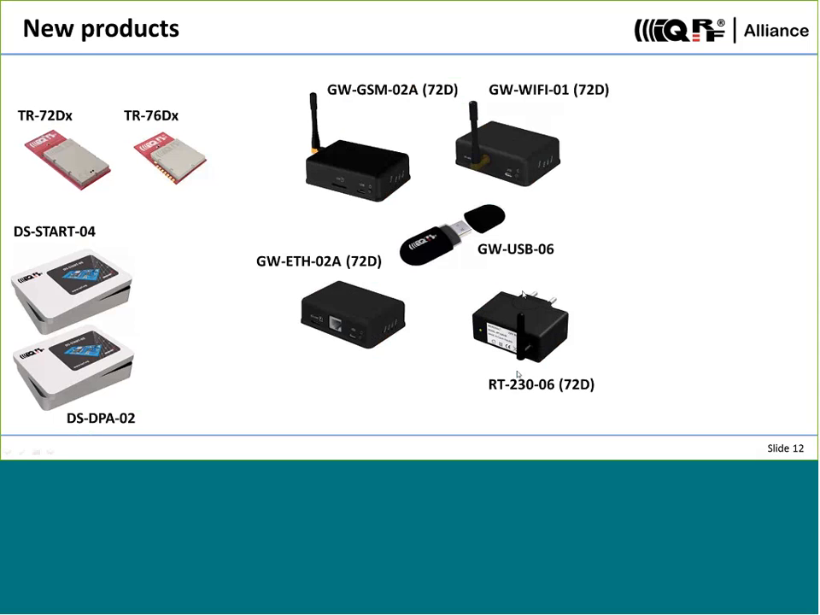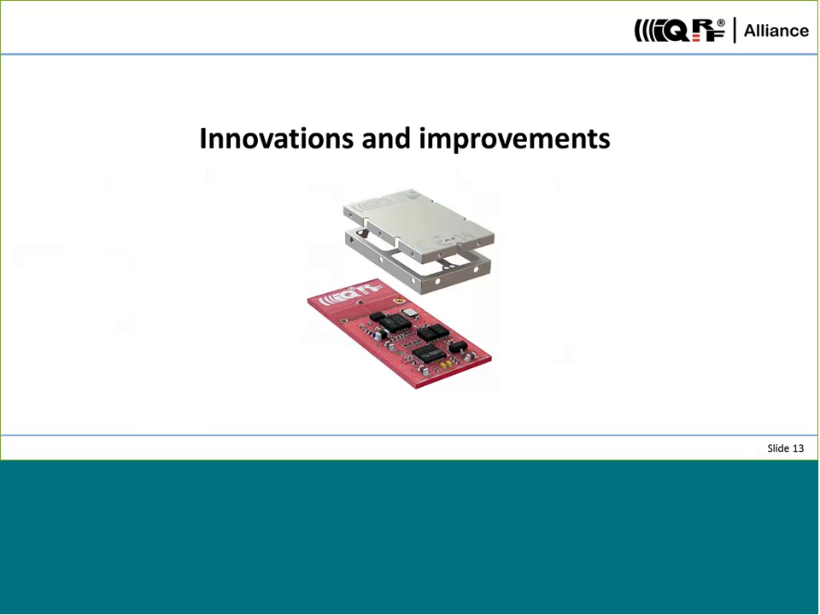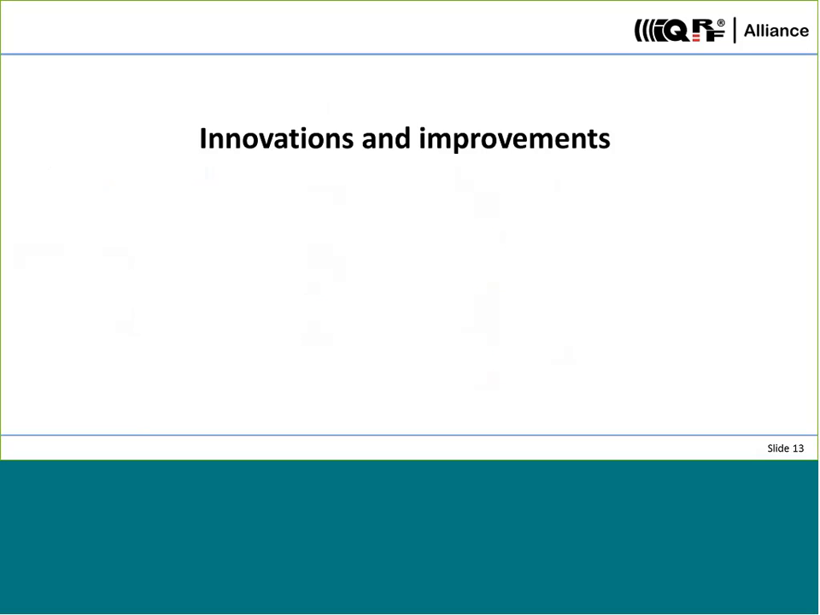Then we are also preparing a router on 72D modules. This will work basically on the hardware profiles. So this means you can just plug it in and basically you have your router ready, with zero development. And also the IQRF Cloud, which is going to be released during the summer, will be supporting the 70 series modules. So those are the products that are coming this summer. And what are the innovations and improvements compared to what we've done in the last year, and that we are preparing over this year and next year?